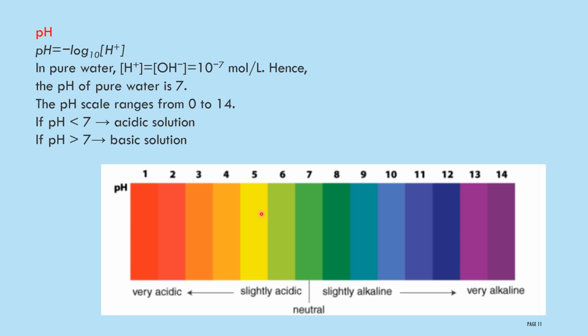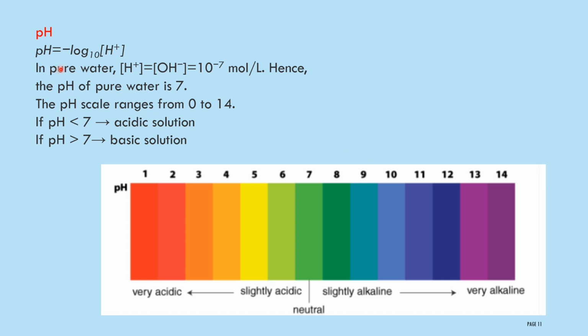As the pH decreases from 7, like 6, 5, 4, 3, 2, 1, the acidity of the solution increases. As the pH increases after 7, like 8, 9, 10, 11, 12 up to 14, the basic nature of the solution increases. If the pH is exactly 1, the solution is most acidic. If the pH is 14, the solution is most basic.